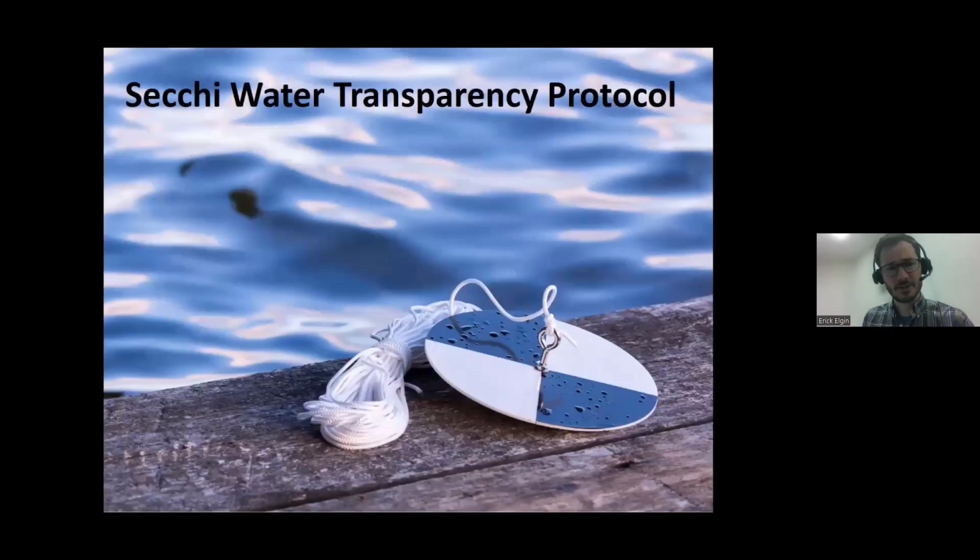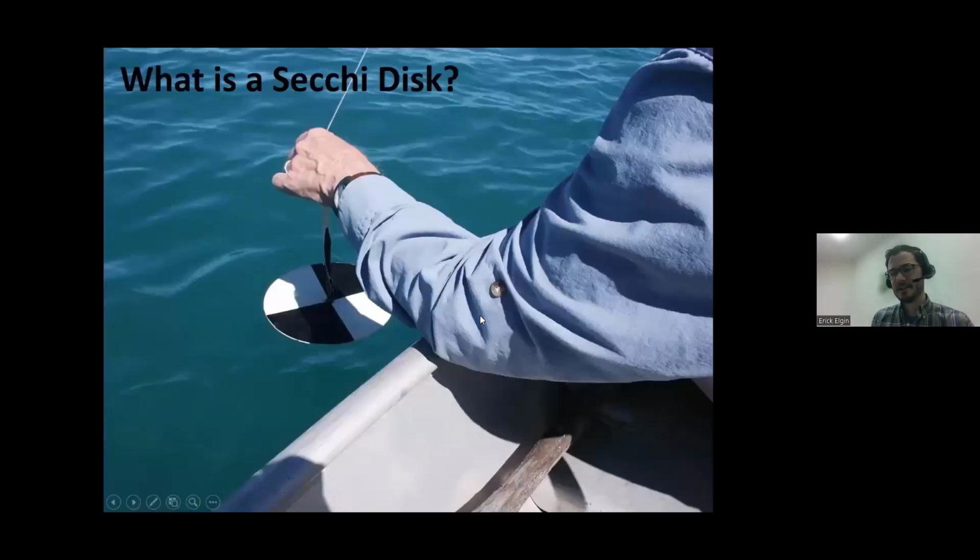Okay, let's get into the Secchi disc water transparency protocol. This is a Secchi disc here, and this is a simple white and black disc that's 8 inches. It was developed in the 1800s to measure the water clarity of the Mediterranean Sea. And this now super simple tool is considered the standard for measuring water clarity across the world.